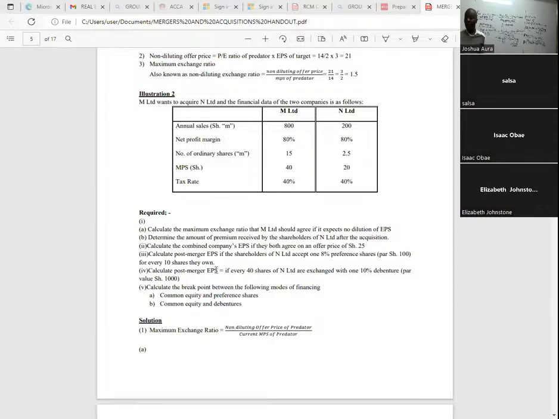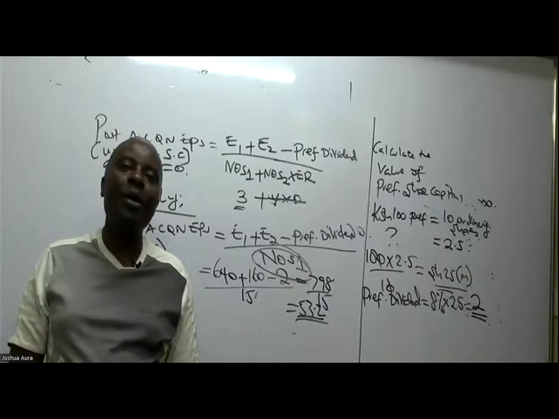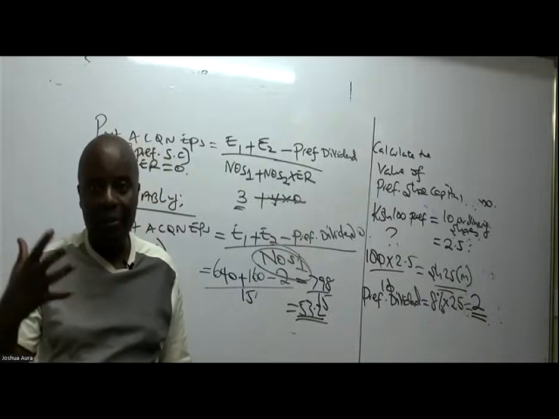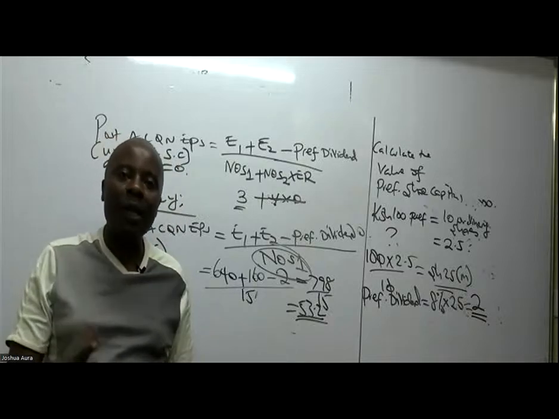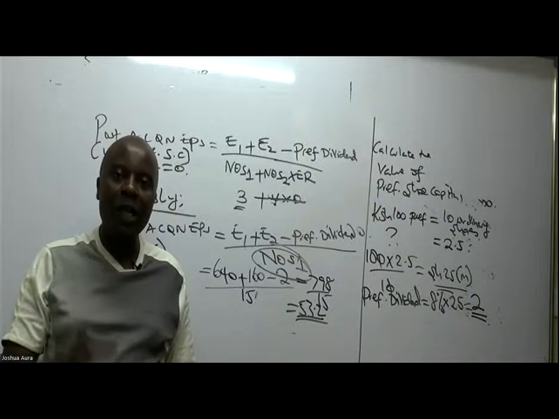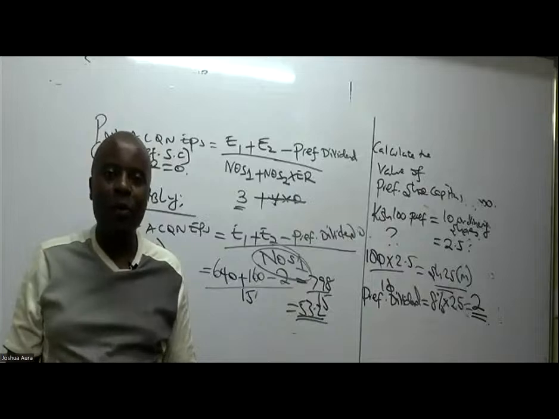If every 40 shares of N Limited are exchanged with 10% debenture, whose par value is 1,000. Debenture is debt. Ladies and gentlemen, once I read this kind of question, I know for sure I will get all the marks here. Why? Because I'll appreciate one thing, that debenture is being involved. And when debenture is being involved, I know for sure that the exchange ratio will be 0. At least that is a low-hanging fruit, which I should be able to harvest.